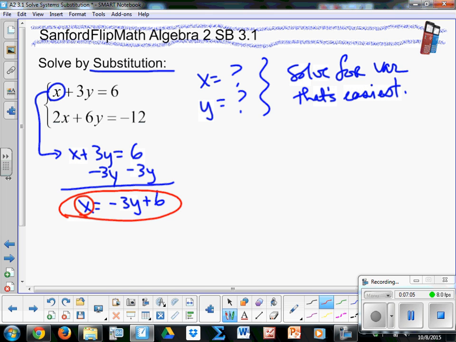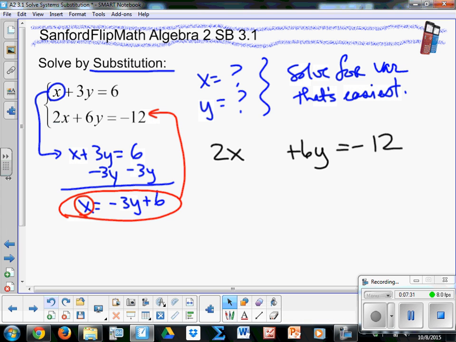Okay, so I'm going to take this equation, and I'm going to use it to replace x in the other equation. Now, I don't want to put it back in this first equation, because the first equation and this equation I just made are really equivalent. They're virtually the same equation, so that's not going to be helpful. So instead, what I'll do is put it into this equation. Okay, so that equation says 2x plus 6y equals negative 12.